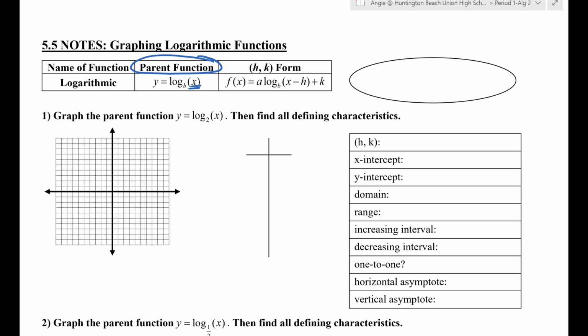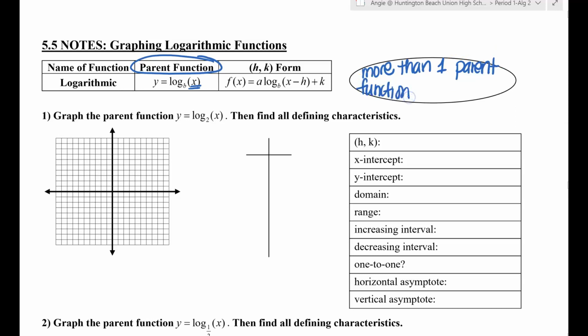Now, log functions, just like your exponential in 5.4, are very related, in a way that there are infinitely many different parent functions based on the base, okay? So I just want to make sure you guys are aware, more than one parent function, okay?